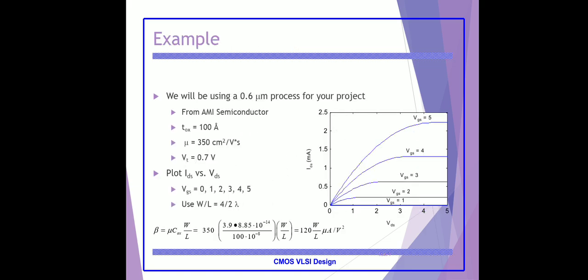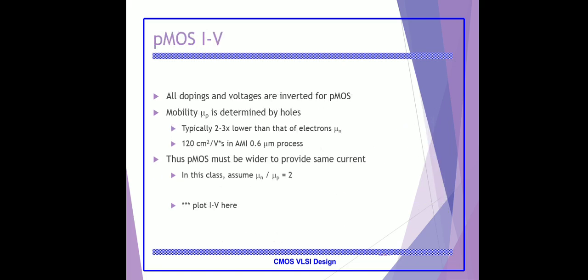Here is an example. We are using a 0.6 micrometer process from AMI Semiconductor for our project. TOX, mu, VT and IDS are given. VGS we are increasing as 0, 1, 2, 3, 4, 5, and we are using a W by L value of 4 by 2 lambda. Finally, we substitute this in beta equals mu COX W by L, which is equal to 120 W by L microamps divided by volts squared.